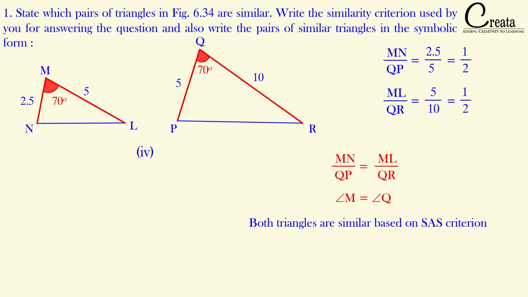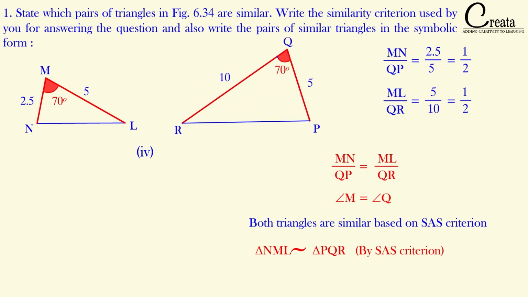Got it? So how we will write both the triangles are similar? We will use the corresponding angles. So triangle NML will be similar to triangle PQR. So a tricky question but very important question. So every time you have to rotate and flip the triangle.